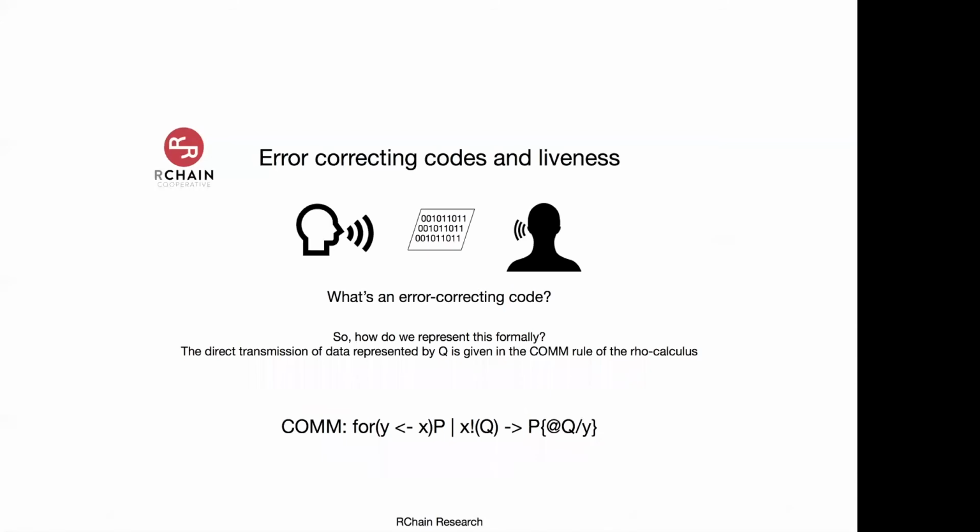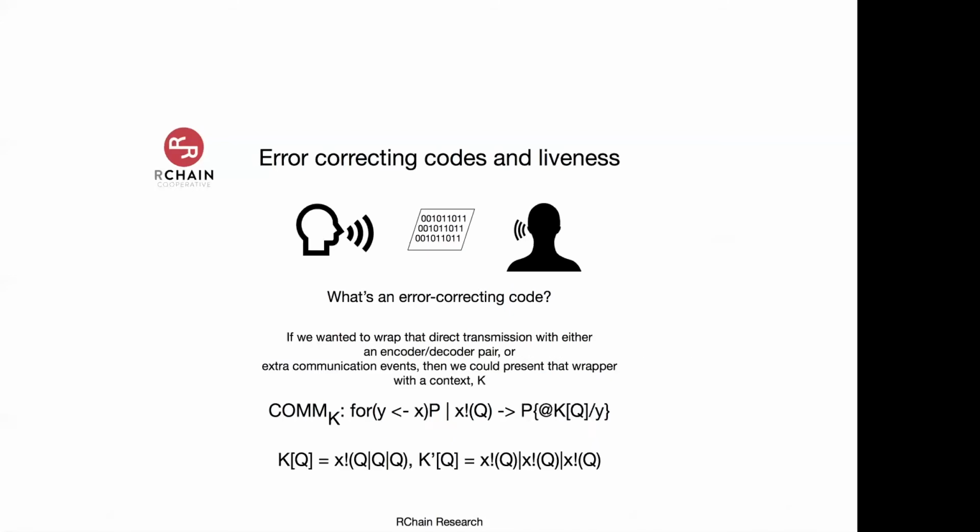So in the rho calculus, direct communication is given by the COM rule. You've got a process that's waiting on X for some data that we're going to bind to the variable Y when we run P, and we have some process running in parallel that's sending the data Q on that channel X. And when they meet up, then we start running P with the code of Q substituted in for Y in P. So that's the basic COM rule.